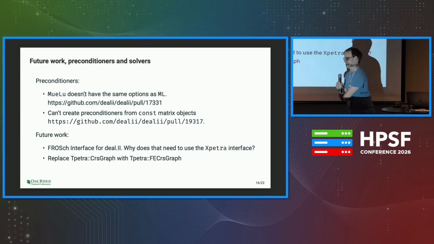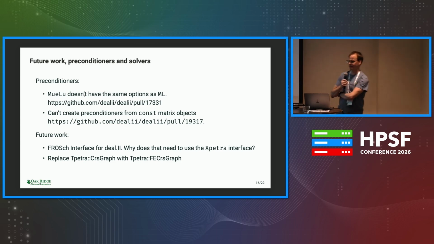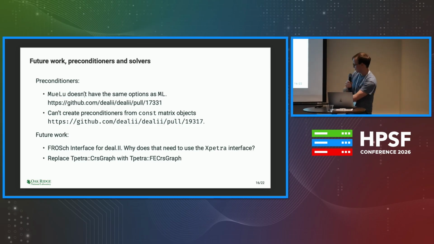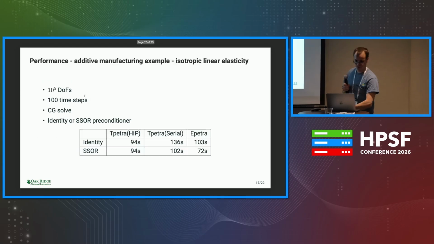So I need to understand what the difference is to the FE CRS graph and if it makes sense to replace that, if that has benefits or not. I've not really been able to dive into that too far.